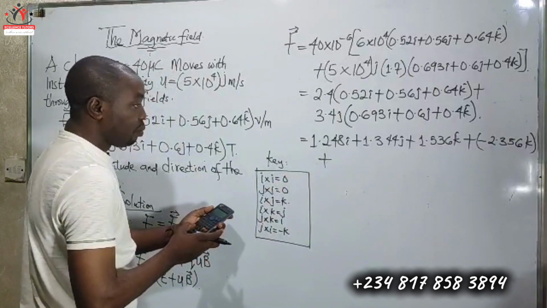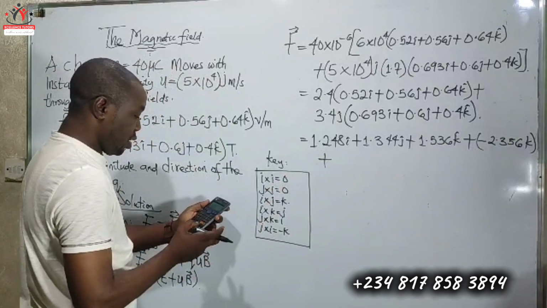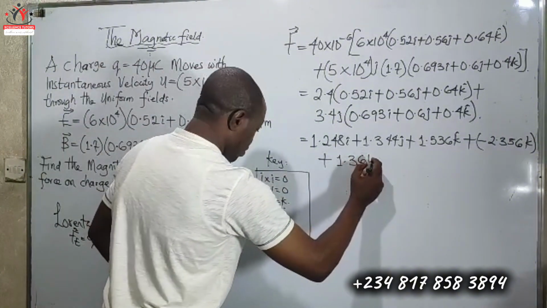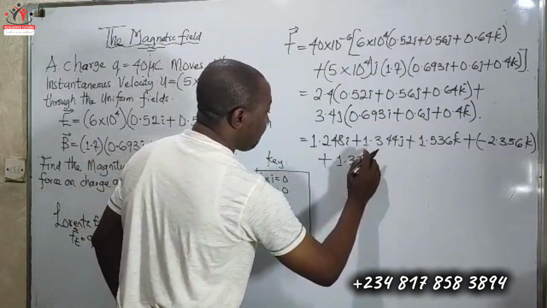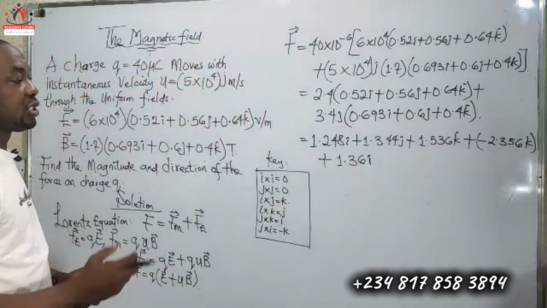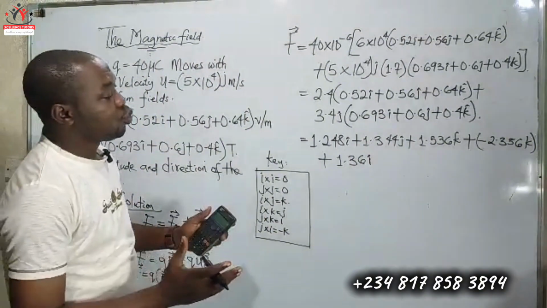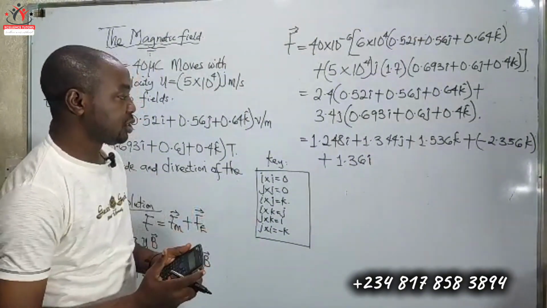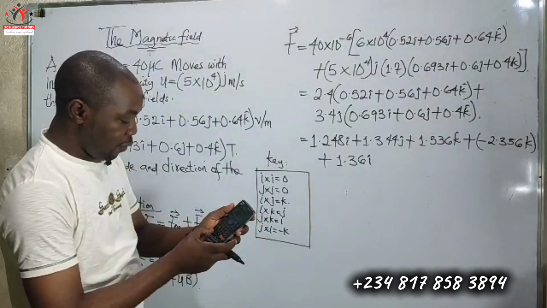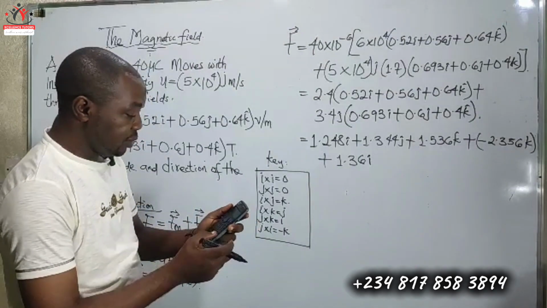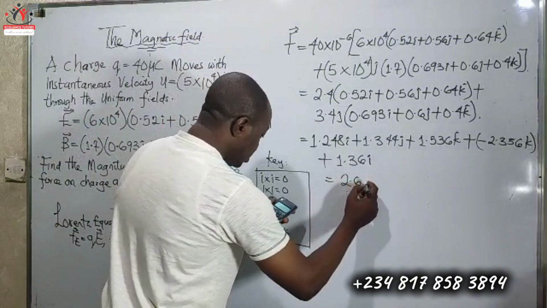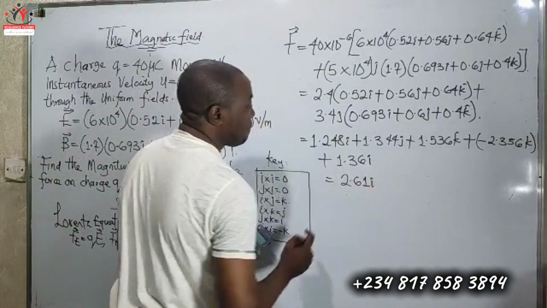3.4 multiplied by 0.4, and that will be 1.36i. Now we're going to combine like terms in this case. So when we add 1.36 to 1.248, that would be 2.61i.